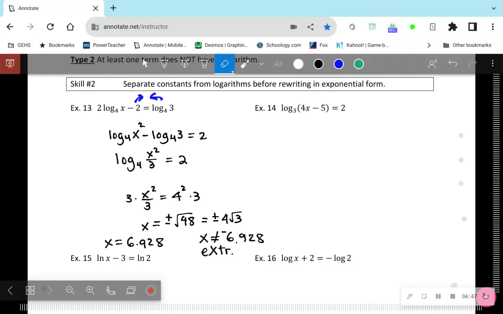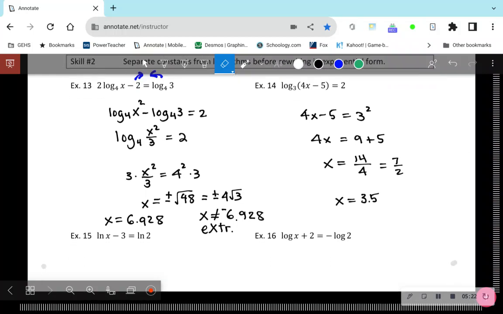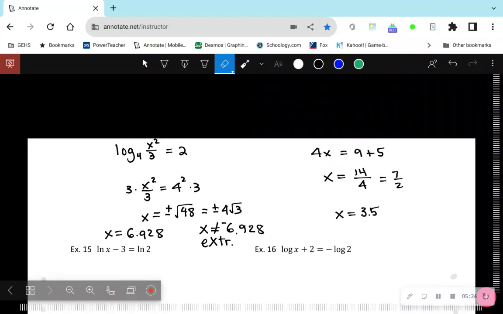Okay, let's do that again on the next problem. We're ready to unravel this. I'm going to go 3 to the second power equals 4x minus 5. 3 to the second power equals 4x minus 5. We'll simplify the 3 squared and add 5 to both sides. And then the 14 we get on the right divides by 4, and you get 7 halves, which is 3 1/2. And that answer checks in the original problem.